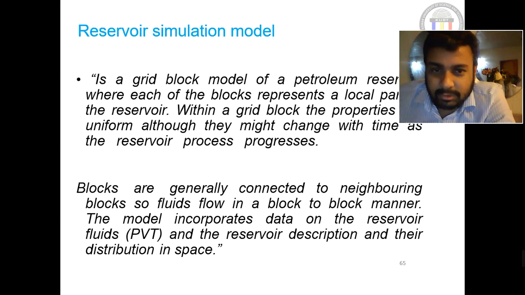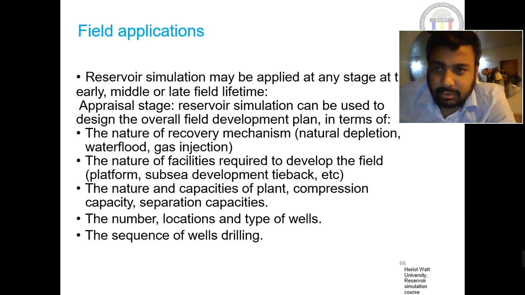So, reservoir simulation models, as I said, there are two models in conclusion. One is the black oil model, the other one is the compositional model. In this course, we will run both the models. We will show you both the models, how they are run, and what their benefits are. We will have lots of case studies using those models and so on.